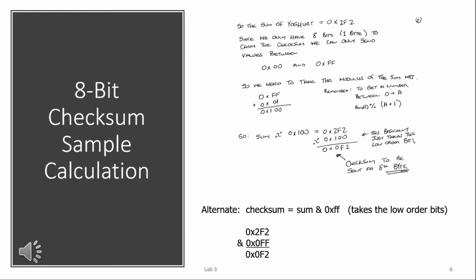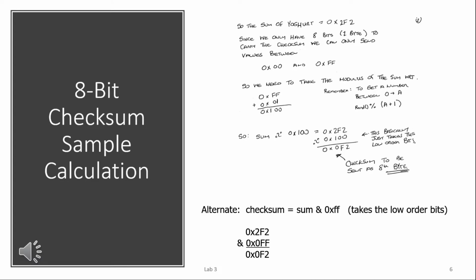Just to remind you, whenever we want a random number between 0 and a, we take that random number mod a plus 1. And that will give a random number between 0 and a. You may have seen this previously in early C courses. So that's where this comes from.